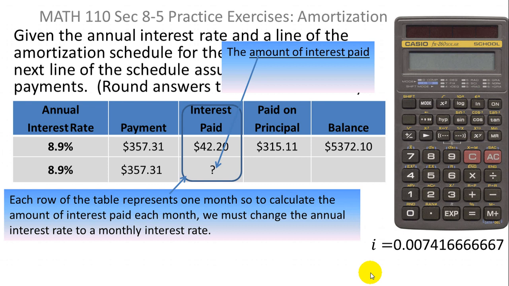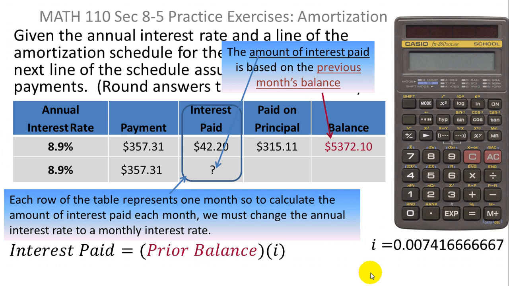Remember, we did that so we can compute the amount of interest. Now, the amount of interest paid is very simple. It's simply based on how much you owed the previous month. How much you ended a month owing is what you begin the next month owing. So that's like your principal for the next month. So the interest paid is what you owed the previous month multiplied by that monthly rate. Very simple. You'll always be doing that, taking the rate per period, which you've already calculated, and multiplying it by the previous month's balance.